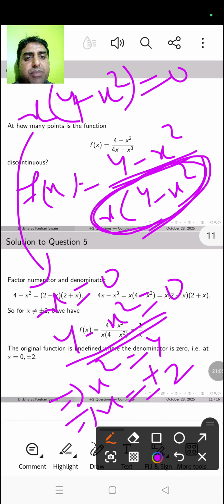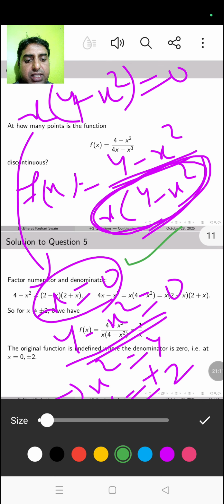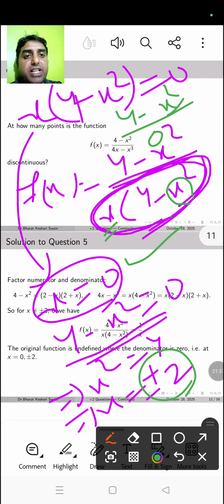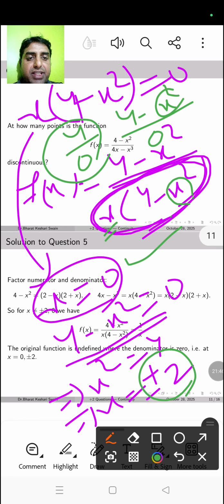Okay, so we got 3 points. x equal to 0 is 1 point, then the other 2 points are x equal to plus minus 2. If you put these values in the denominator of the given function, put x equal to 0, your denominator will be 0. Put x equal to 2, then your denominator will be 0. Put minus 2, then the denominator will be 0. So what type of term will you get? 4 minus x square by 0. If x is equal to 0, then it will be 4 by 0. So 4 by 0 is undefined.